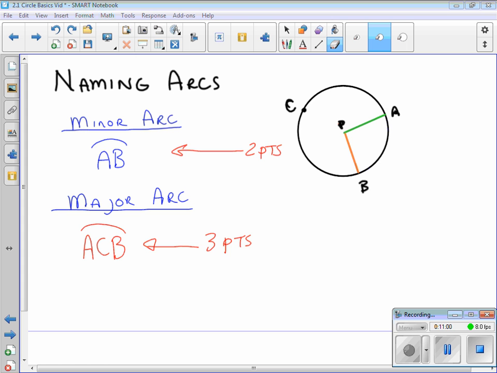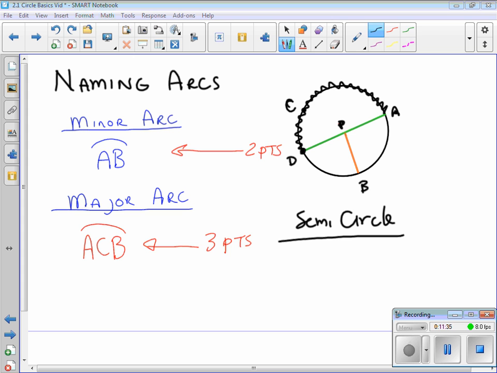Now to get a semicircle, we're going to have to actually extend this radius a little bit and make it a diameter. And so once it's a diameter, then I now know that this right here is a semicircle. Well, we extended the diameter. Let's call this point D. That sounds good. And then we'll label that as a semicircle. Go ahead and write down what you think the semicircle's name would be, and then we'll come back. All right, and so an example would be ACD.